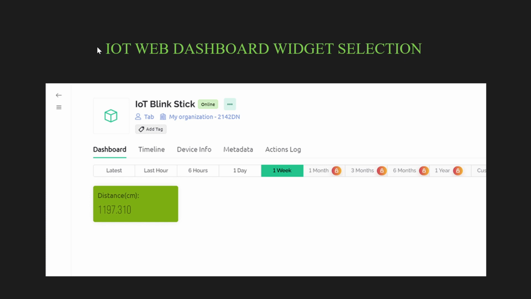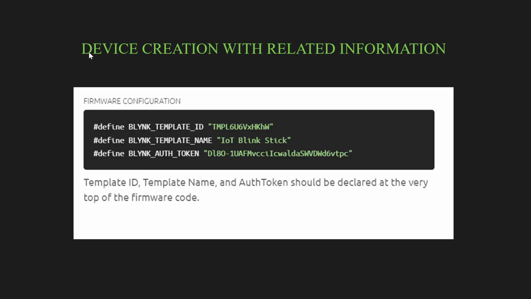Once all virtual pins have been declared, we then need to select the button and label widgets with the selected virtual pin accordingly. This process can be done at the web dashboard in the Blynk console platform. Lastly, for the web Blynk console, a device needs to be created with different options. In our case, the device is selected based on the template that was created earlier. After that, the device information will be shown, including the template ID, device name, and Blynk authentication token for linking purposes in the Arduino IDE software.